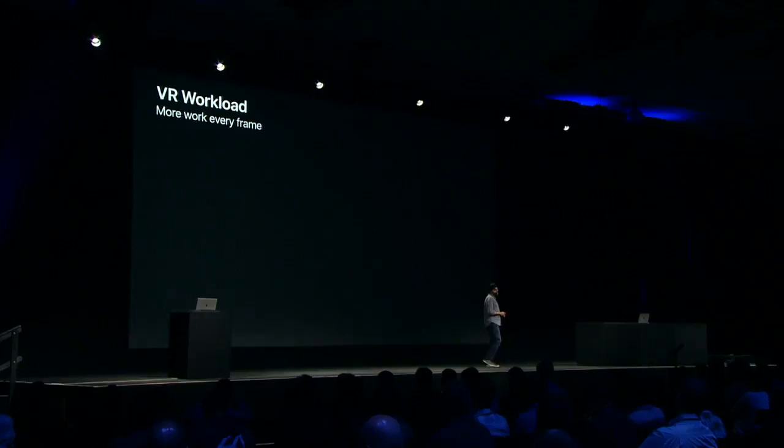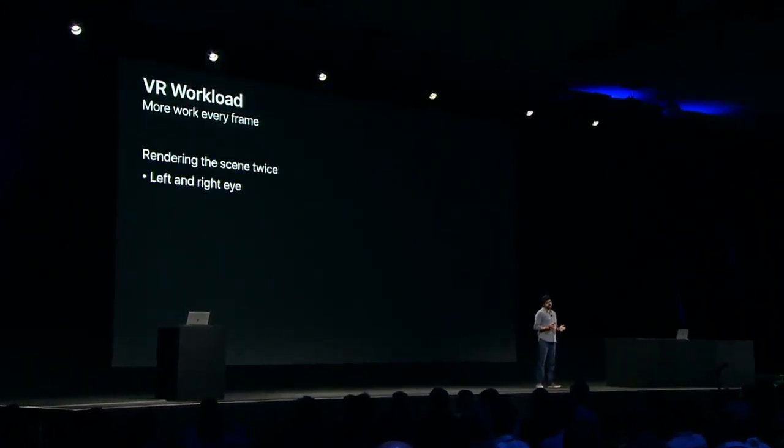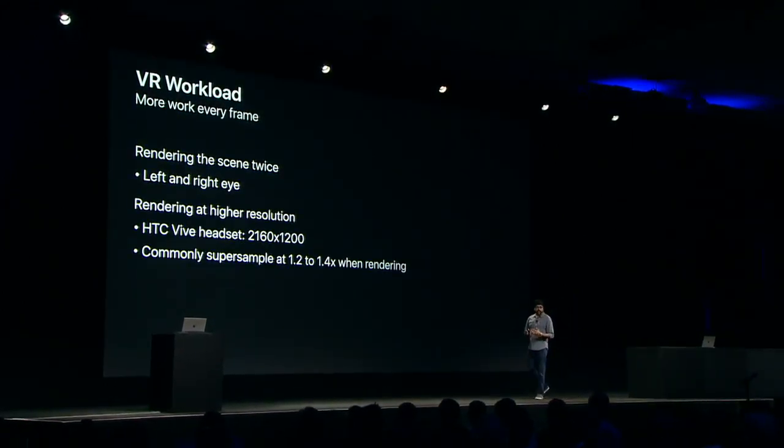And if that wasn't enough, your app also has to do more work every frame. This includes stereo rendering for the left and right eye, and also rendering to a higher resolution in many cases. The Vive headset has a resolution of 2160 by 1200. That's 25% more pixels than a 1080 display. Additionally, many VR apps render at a 1.2 to 1.4x scale factor to further improve quality. So in summary, your app has a lot more work to do in less time. Welcome to VR development.